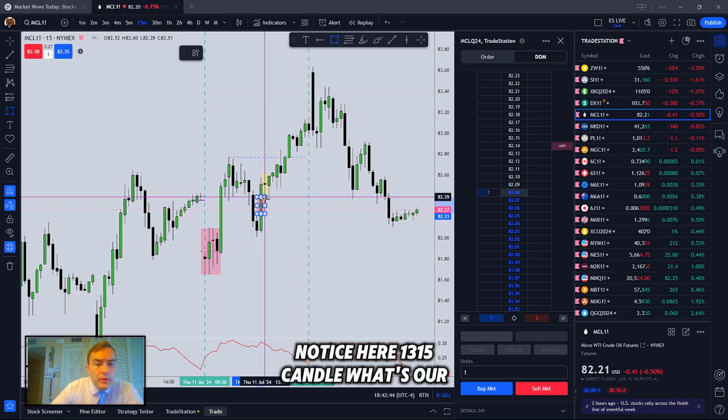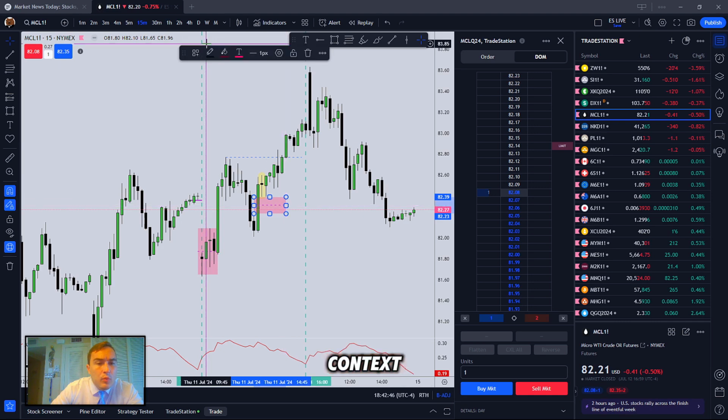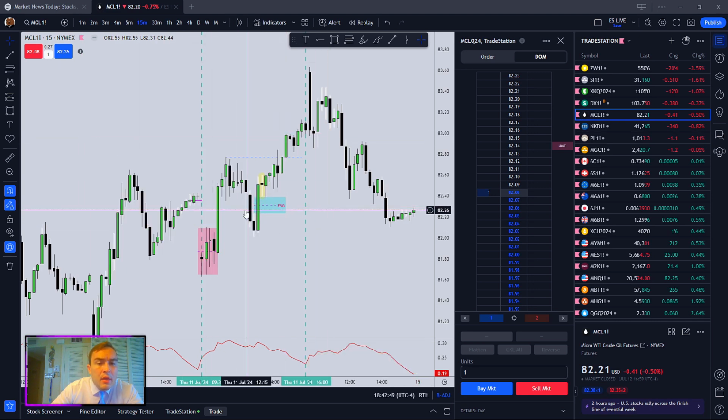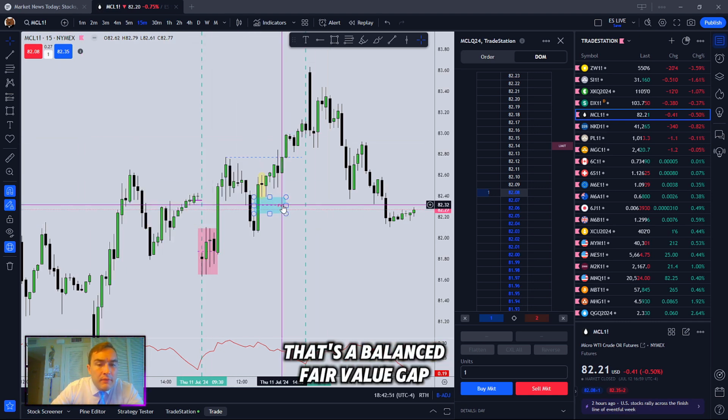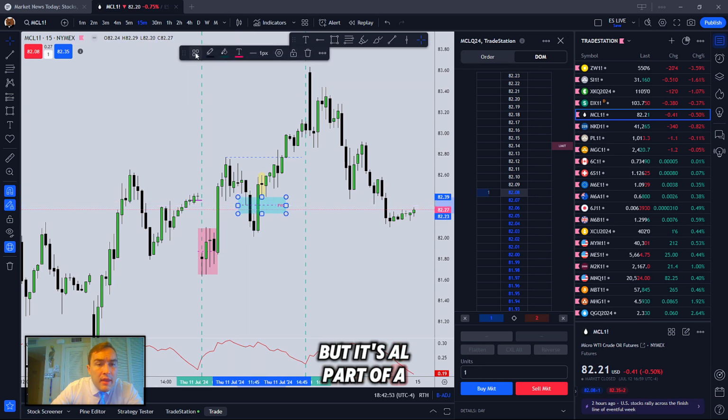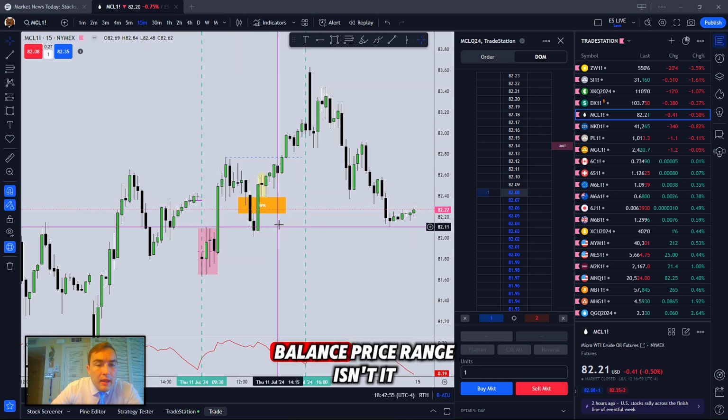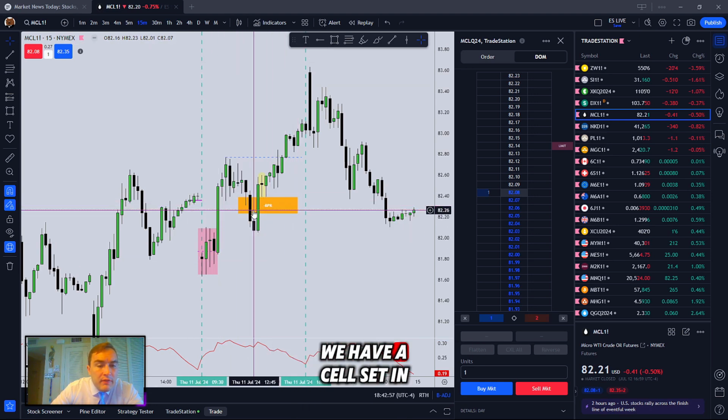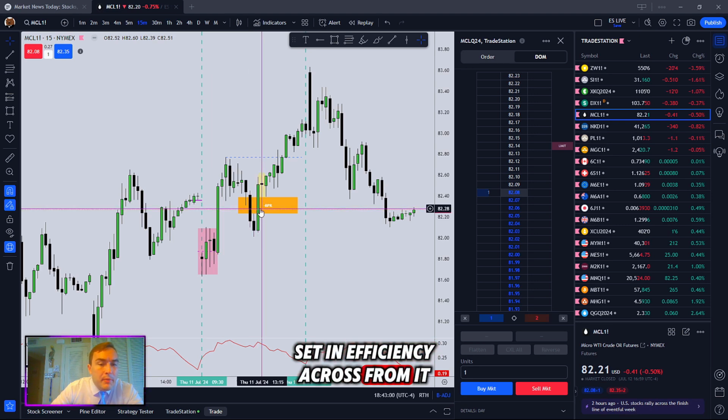Notice here, 1315 candle, what's our context? What is that from an ICT perspective? That's a balanced fair value gap, but it's also part of a balanced price range, isn't it? We have a sell-side imbalance, buy-side inefficiency. Across from it, a BISI.